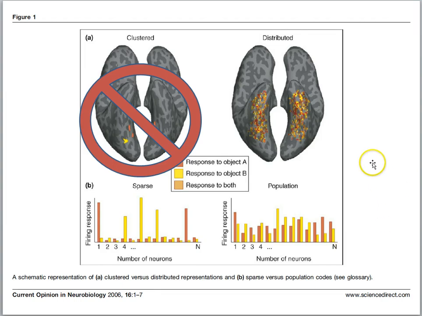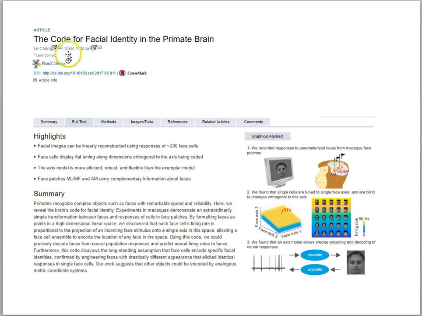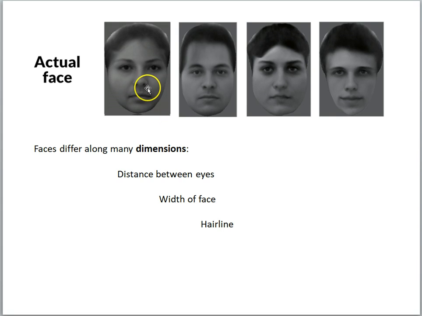As it turns out, some recent experimental results seem to support the distributed view as against the clustered view. The paper was called The Code for Facial Identity in Primate Brain. The researchers recorded from lots of cells in these face selective regions of the brain. So let's think about faces again. Here are some faces, and they differ along many dimensions: the distance between the eyes, the width, the hairline, etc. Also skin tone and lots of other features that might distinguish faces.